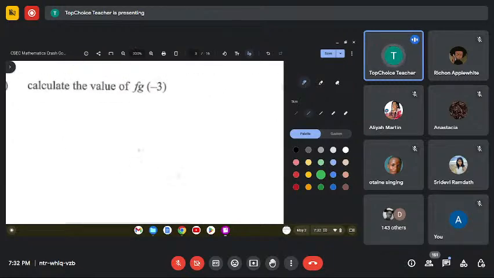Next is a question that requires a little more work. They want us to find f of g of negative 3. What does this mean? There are 2 ways you could do this question.